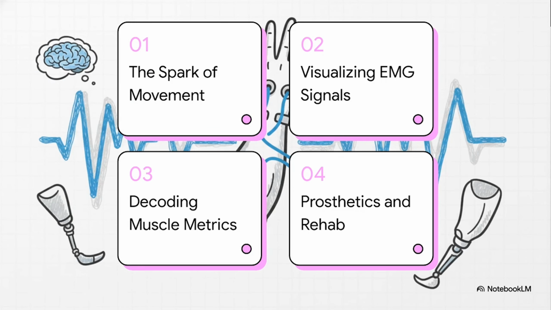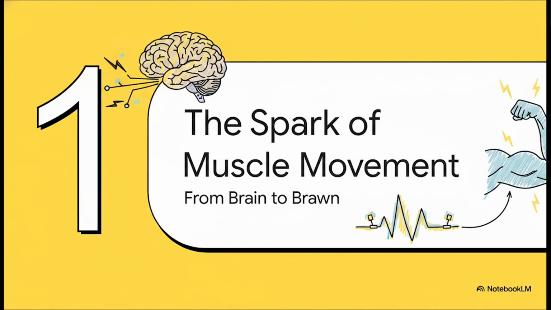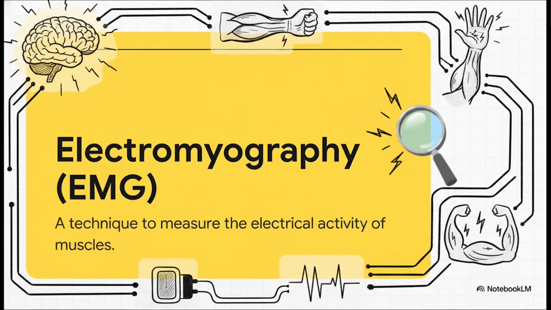Here's our roadmap for today. We'll cover the spark of muscle movement, visualizing your EMG signals, decoding the muscle metrics, and finally, prosthetics and physical rehab. So let's get into it. Section 1. The spark of muscle movement, from brain to brawn.